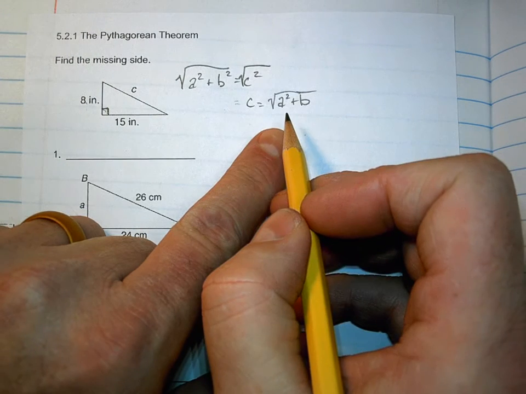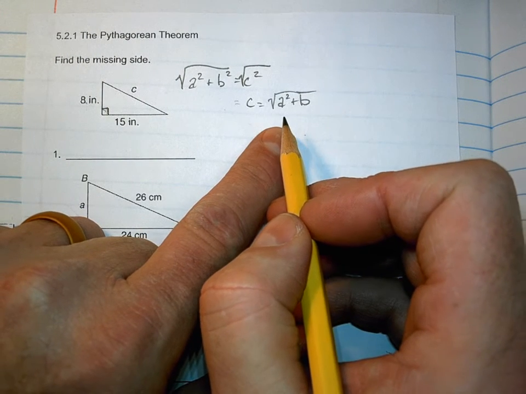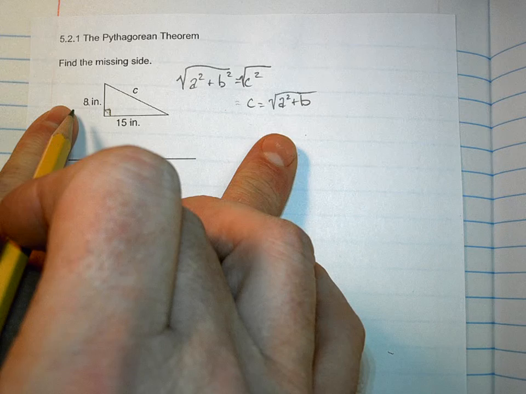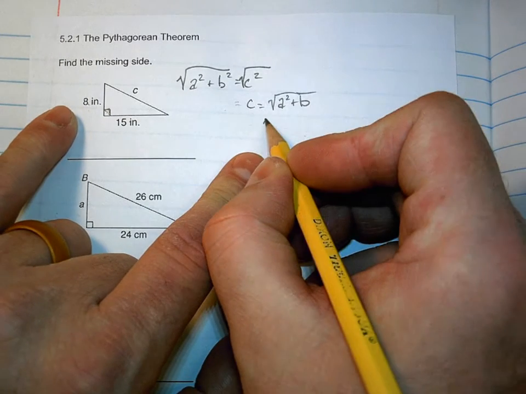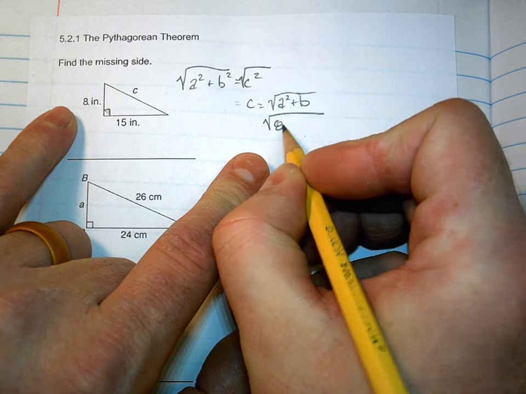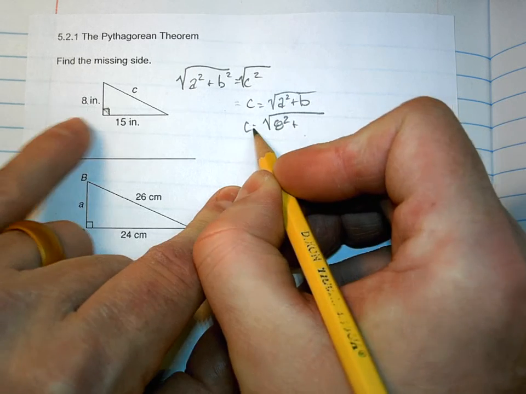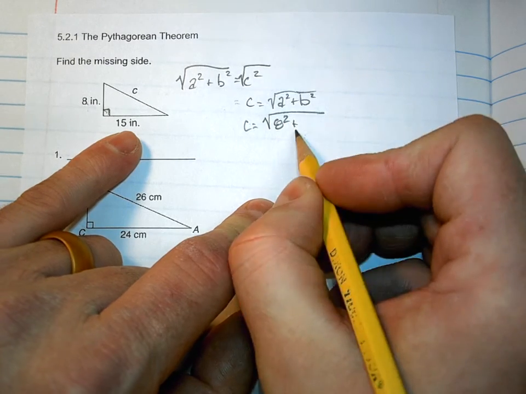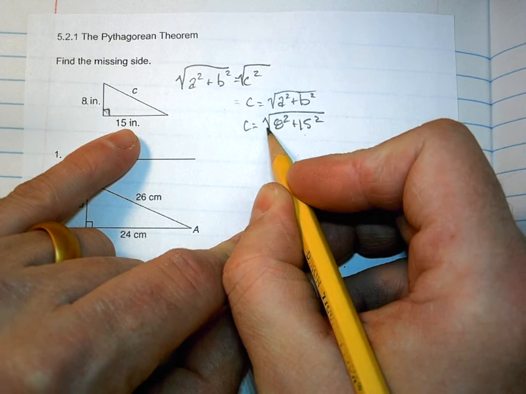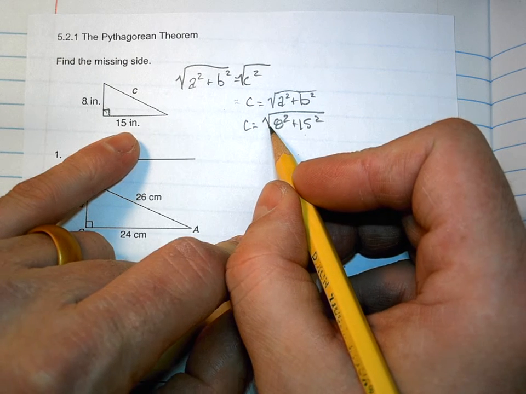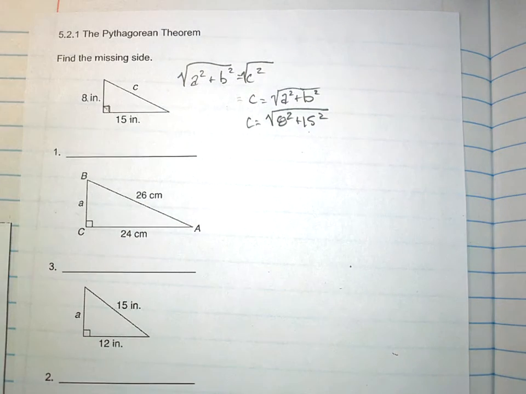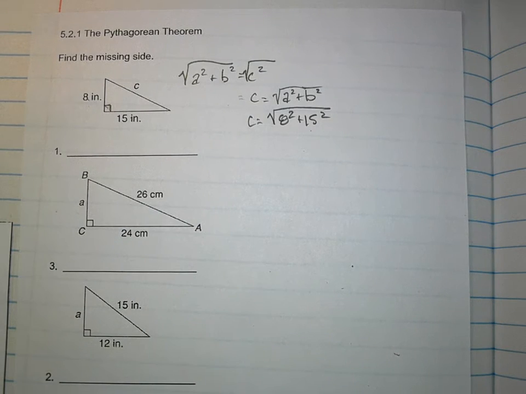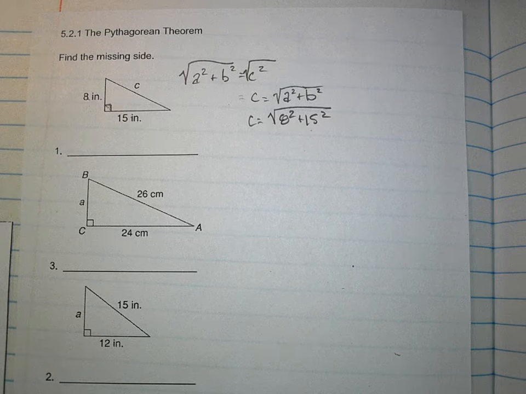Well, let's fill in the parts. Sit down, Tyler. Let's fill in the parts. What is the leg A? What's the size of it? 8 inches. So C equals 8 squared plus, what's leg B? 15. 15 squared. So type this in using the radical sign. The square root of 8 squared plus 15 squared.